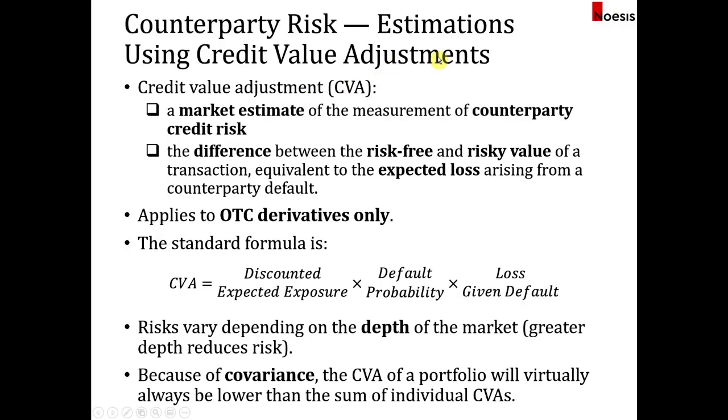To capture counterparty risk in pricing, we will use estimates from credit value adjustments, or in short, CVA. CVA is a market estimate of the measurement of counterparty credit risk. In concept, this is the difference between the risk-free value and the risky value of a transaction, or some people would call this the expected loss arising from a counterparty default. Now, CVA applies to OTC, over-the-counter derivatives only.